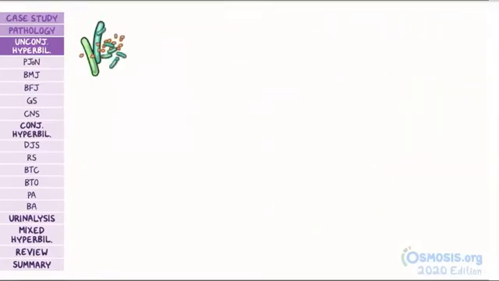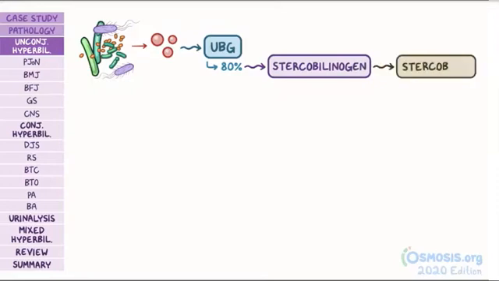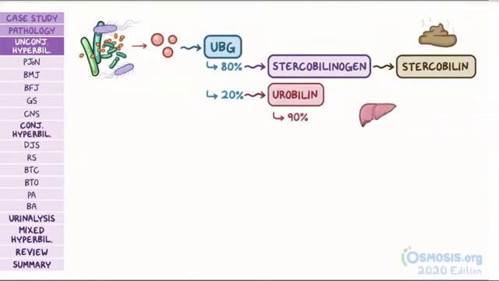In the gut, intestinal microbes convert conjugated bilirubin to urobilinogen, or UBG. 80% of the urobilinogen is converted to stercobilinogen, which is further oxidized into stercobilin, which is responsible for the brown color of feces. On the flip side, 20% of urobilinogen gets reabsorbed into the blood and spontaneously oxidizes into urobilin. 90% of the urobilin is sent back to the liver, and 10% is excreted by the kidneys, and it's responsible for the yellow color of urine.